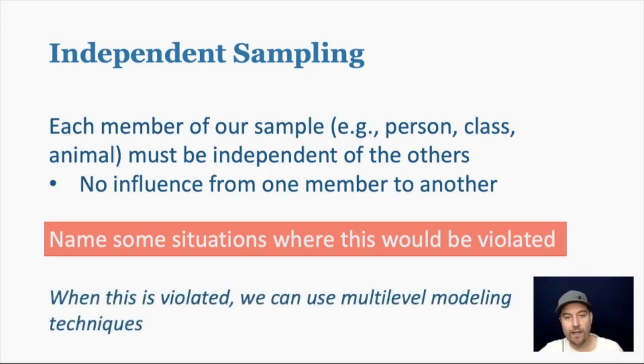When you do violate it, often what we're going to use is multi-level modeling techniques. There's a class here at USU that talks about this. It's really related to regression. It's going to build on what we are talking about in this class. It just extends it to be able to handle these situations.